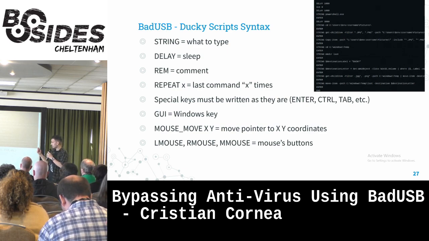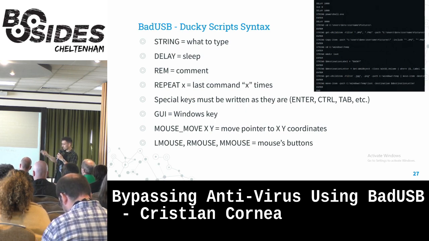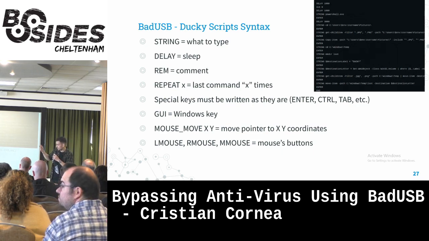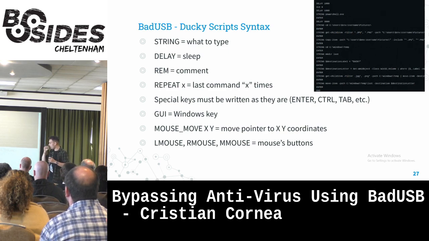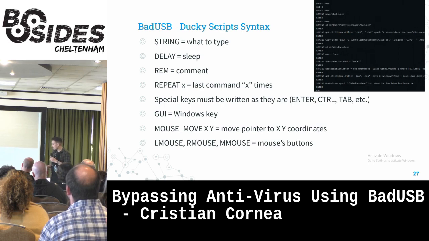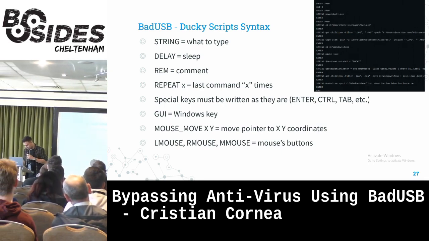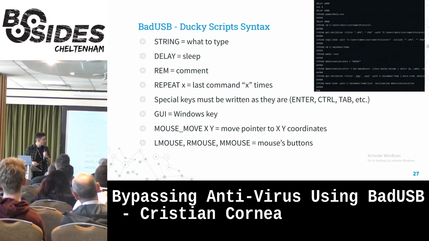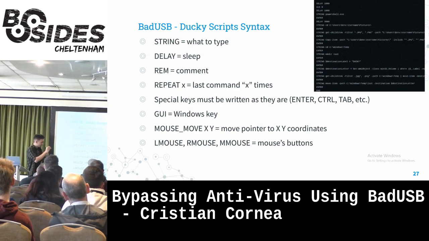Then REM is a comment. REPEAT is a loop of the last command. REPEAT 1 will repeat one time, REPEAT 10 will repeat 10 times. And if you want to press Enter or Tab or Control, or all the special keys from here, like Shift, Backspace, Insert, Delete, all of those must be typed in the script as they are written on the keyboard. GUI is the Windows key, and with MOUSE_MOVE we control the coordinates where the pointer of the mouse can move. And L_MOUSE, R_MOUSE, M_MOUSE stand for left mouse, right mouse, and middle mouse, the buttons from our mouse that we want our BadUSB to press.